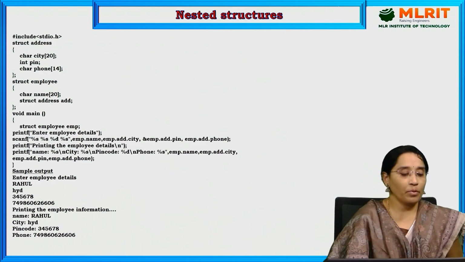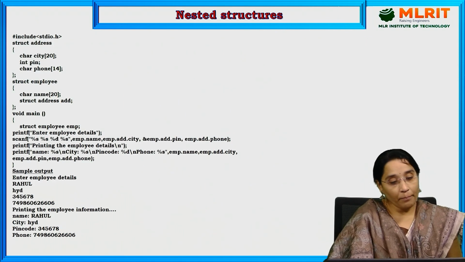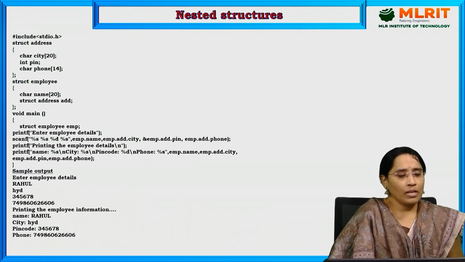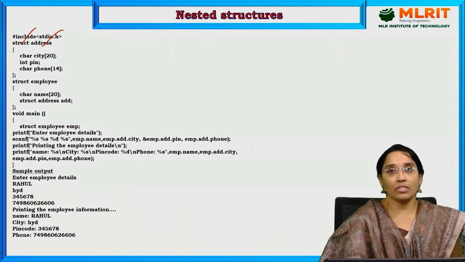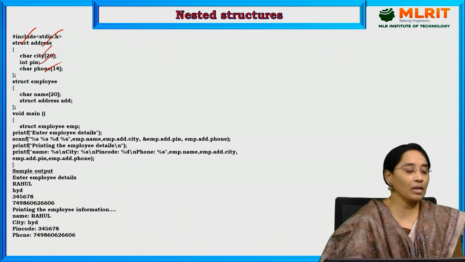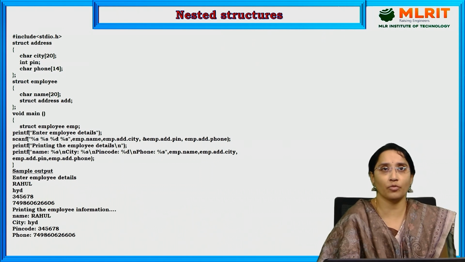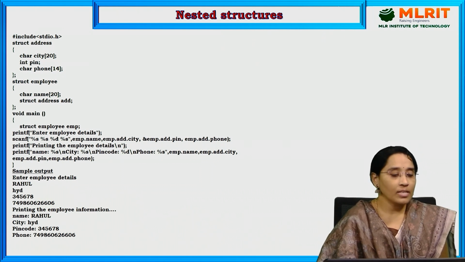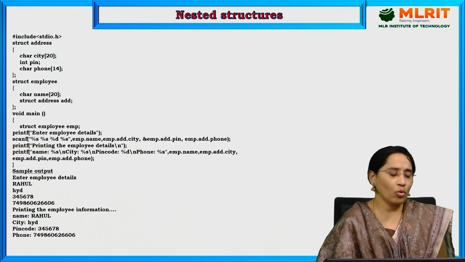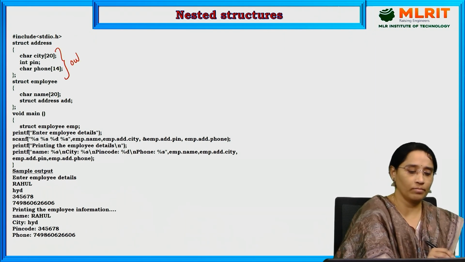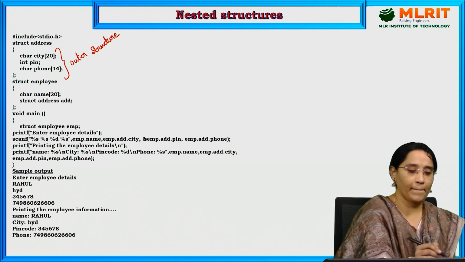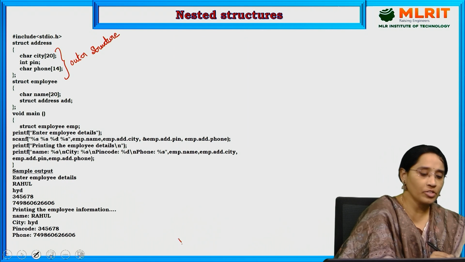So this is the sample program. Here we have taken the employee data again. The employee data consists of address, given with the struct keyword. The members of the structure are city, PIN code and phone number of a particular employee. So this is your outer structure. Next, what does the inner structure consist of?